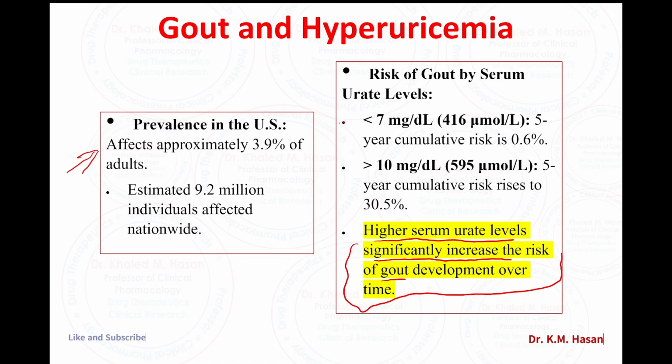So when you make blood tests for the patient for the uric acid, if the uric acid is less than 7 milligram per deciliter, the 5 year cumulative risk will be 0.6%. However, if the patient's uric acid level is more than 10 milligram per deciliter, this will give you a 30% cumulative risk for 5 years. So as you can see here, when the uric acid increases in the blood, this will increase the risk of gout. Higher serum urate is associated with a significant increase in gout development.